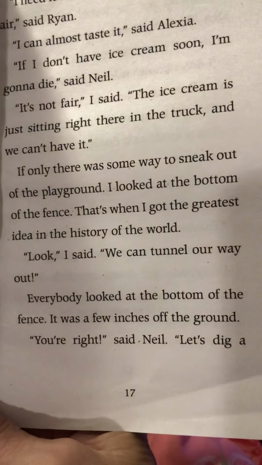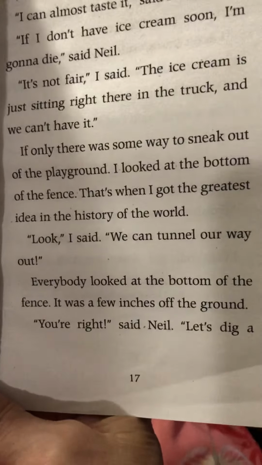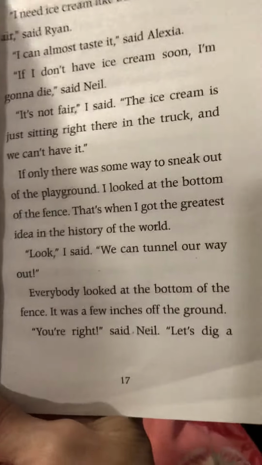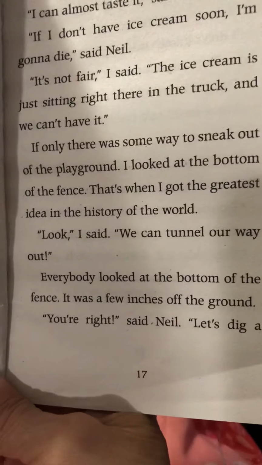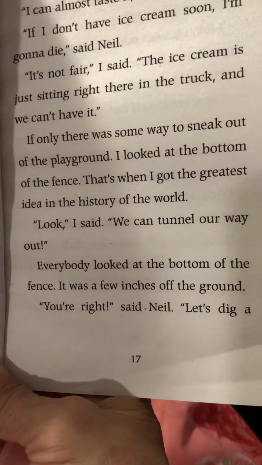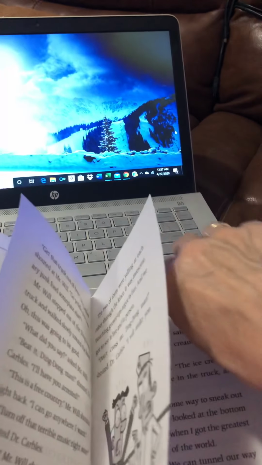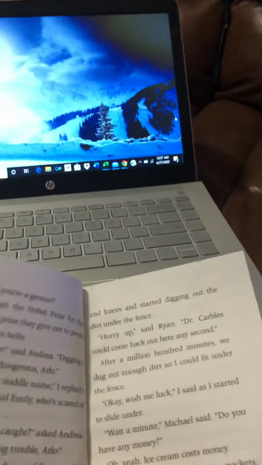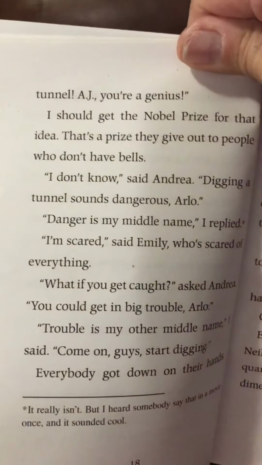I looked at the bottom of the fence. That's when I got the greatest idea in the history of the world. Here it comes, guys. Listen up. Look, I said, we can tunnel our way out. Everybody looked at the bottom of the fence. It was a few inches off the ground. You're right, said Neil. Let's dig a tunnel. AJ, you're a genius.